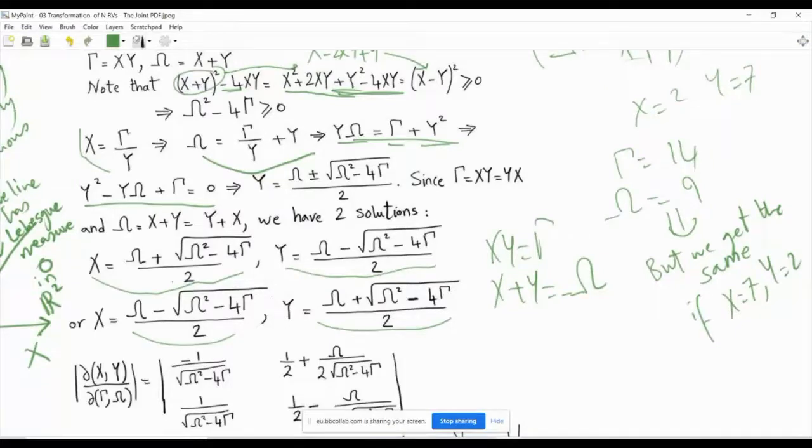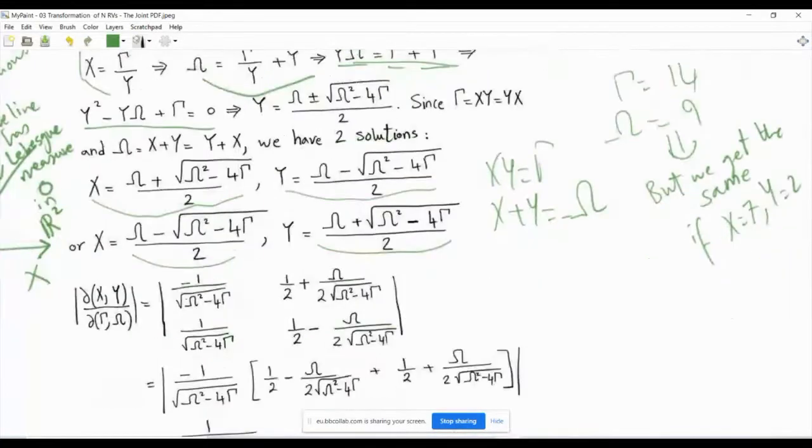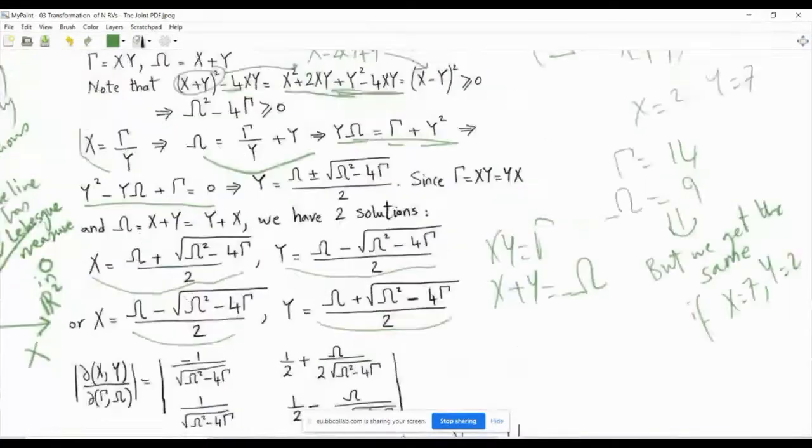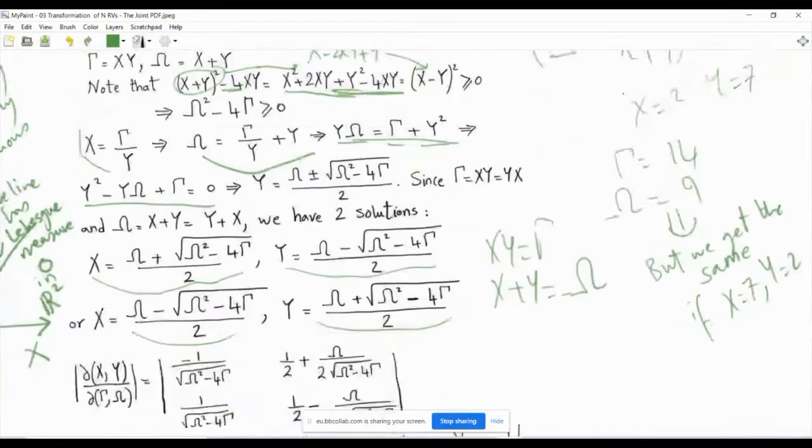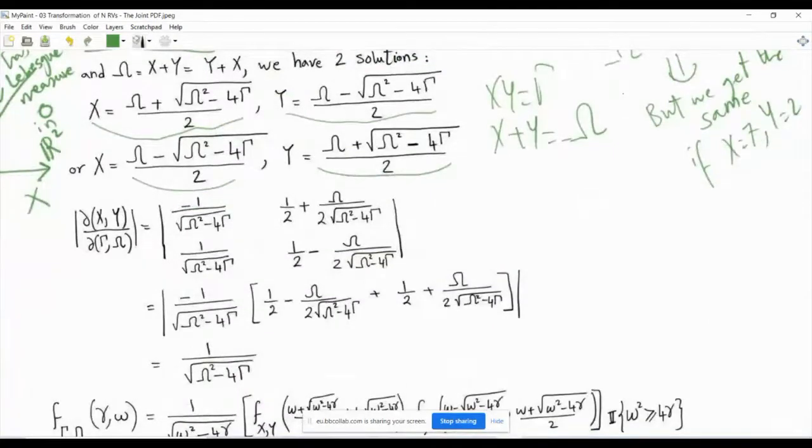Okay, so this is the relation between x and omega and gamma, y and omega and gamma. As you can see, this does not seem like a nice relation, because we no longer have a linear transformation. We have this function here, which is nonlinear. You take x times y equal to gamma. Okay, so we can basically do the Jacobian.